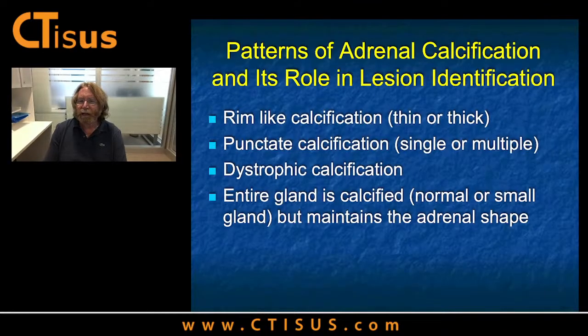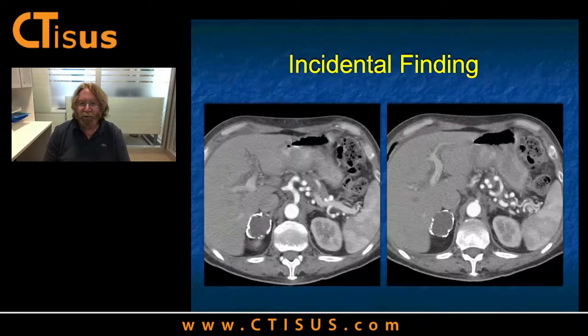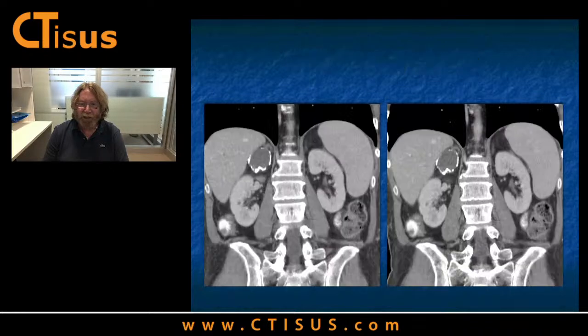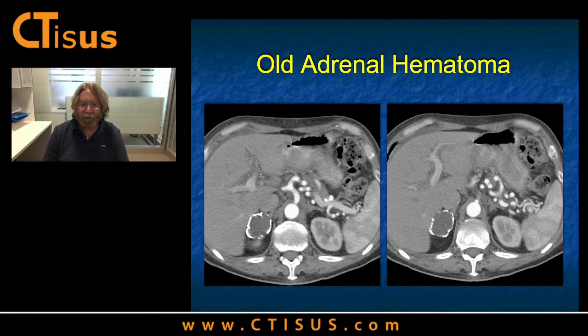And again, when we look at calcifications, is it rim-like, thick or thin? Is it punctate? Punctate could be myelolipoma. Dystrophic, you're thinking about adrenal carcinoma or pheochromocytoma. And then I mentioned the entire gland calcified, particularly if the gland is small, then you're thinking about TB or histoplasmosis. And then I gave you another case, an incidental finding, which looks very much like the first case I showed you. Dense calcification, the lesion is low density, there's no enhancement, and that also is an adrenal hematoma.